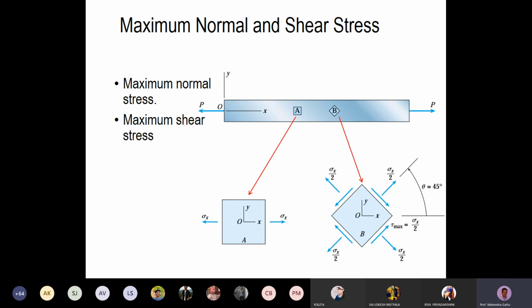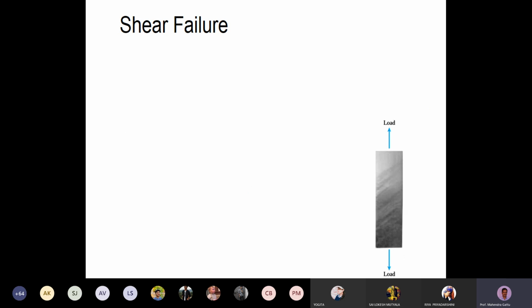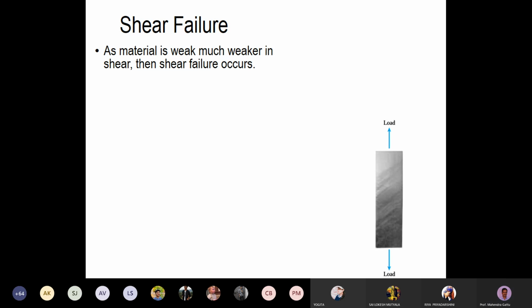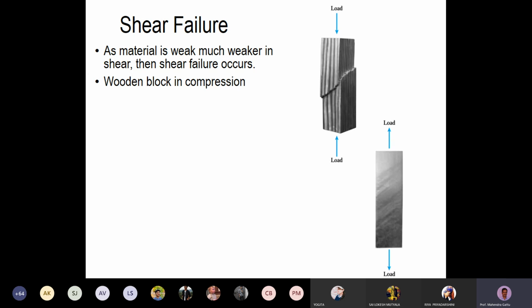Now we'll look at how to use this knowledge in real life. Usually some materials have shear strength lower than the tensile strength. So those materials will fail by shear. Here suppose we have a wooden block. Wood is very strong in compression. So when you compress the wood, it will not fail in the normal direction, but it is failing at an inclined section.